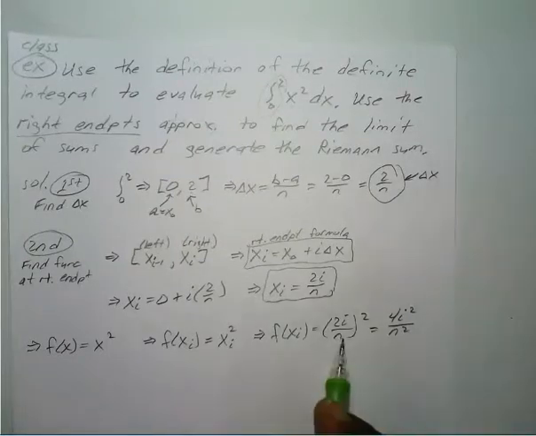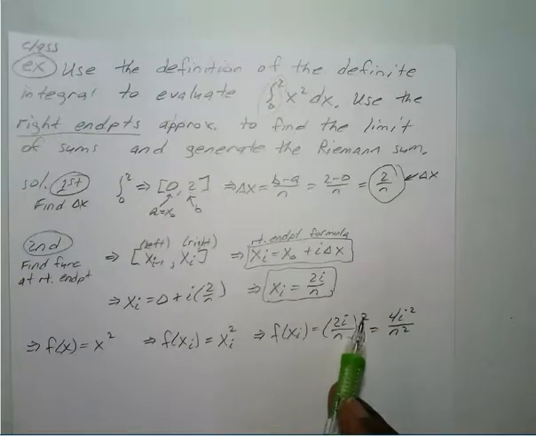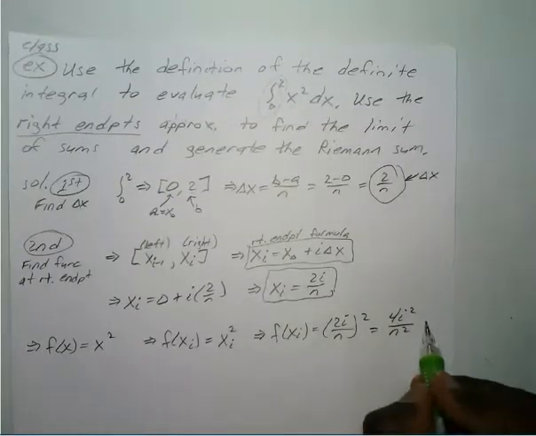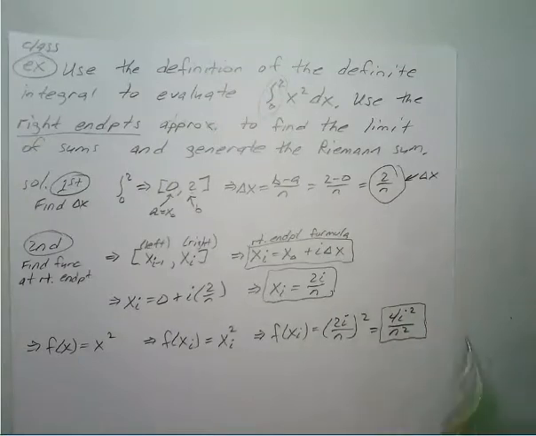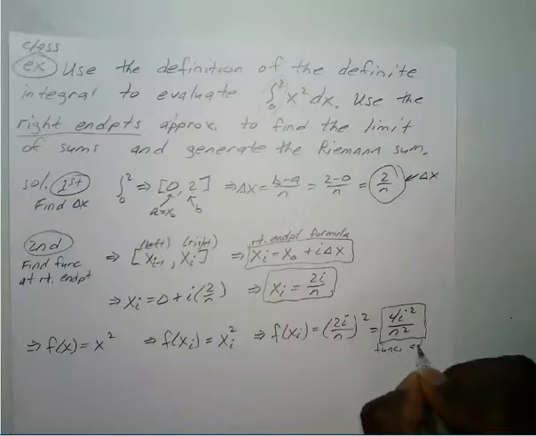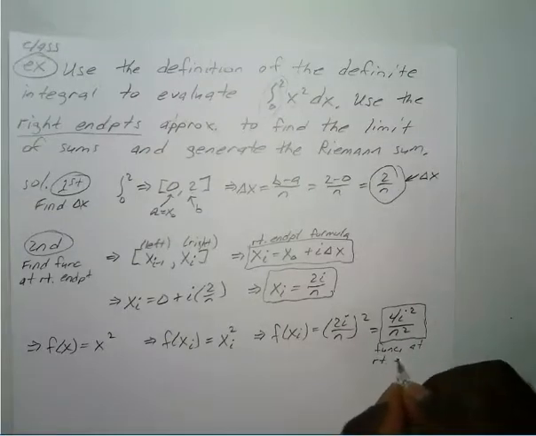Now, this step you want to be really careful on because it's really easy to make a mistake and say, oh, this is just 4i over n squared or something like that. You don't want to make a little minor mistake to throw off your whole problem. So whenever you have exponents, you want to be really careful when you distribute them. Remember, this is your function at your right endpoint.